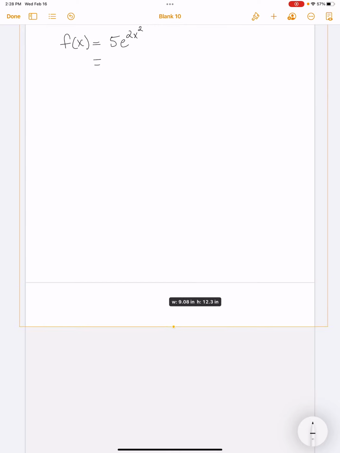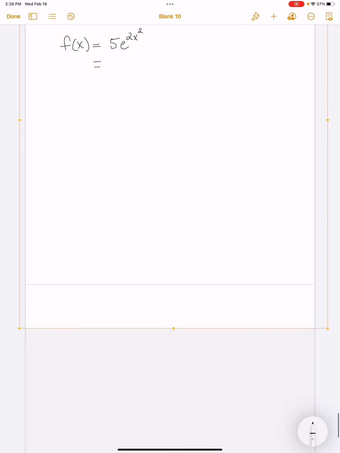Okay. Let's get some more practice. Okay. So what if you have a function that is 5e raised to the power of 2x squared? What would you do? Feel free to pause the video at any time and try to work these out yourself too. Okay, so 5 is just a multiplier. He's a constant multiplier, so he's not going to do anything. We're not going to take the derivative of him.